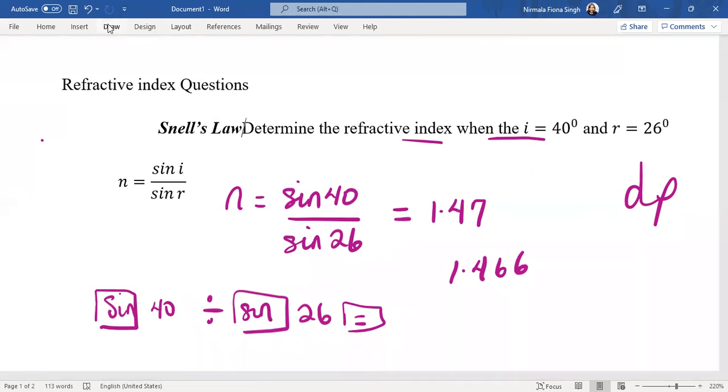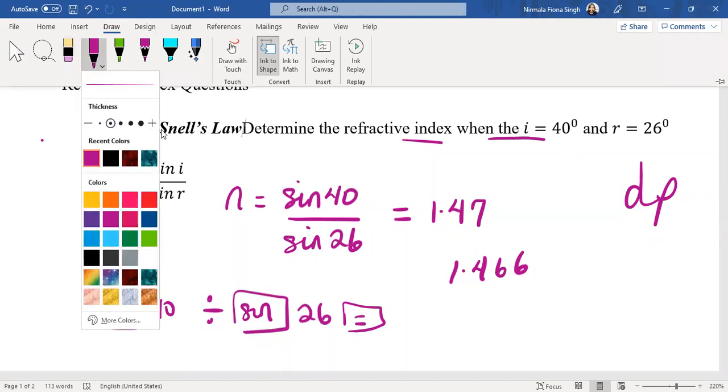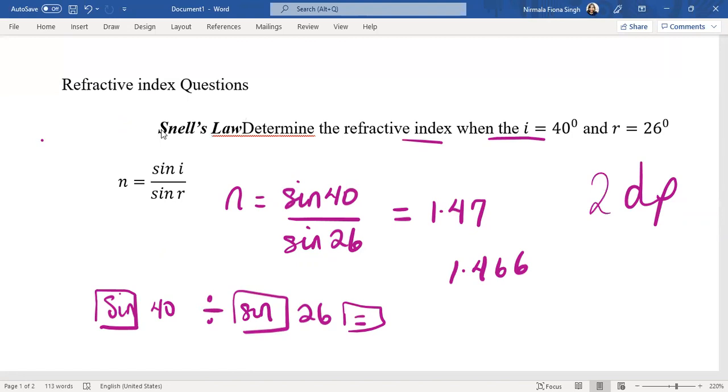All right, so when we're doing this, we want 2 decimal places in our final answers. Get in the habit of stating your answers to 2 decimal places. If you worked this on your calculator, you'd have gotten 1.4663 or something. You look at the second decimal, and if the number after it is 5 or above, you round it up. That's how we go to 1.47.